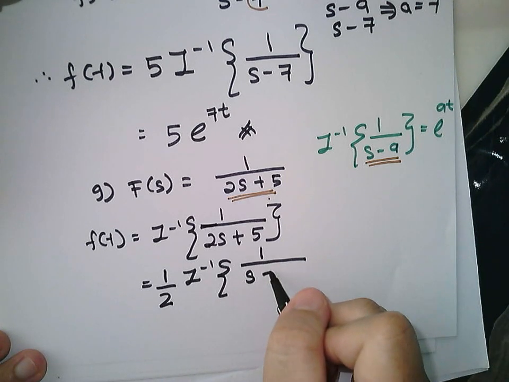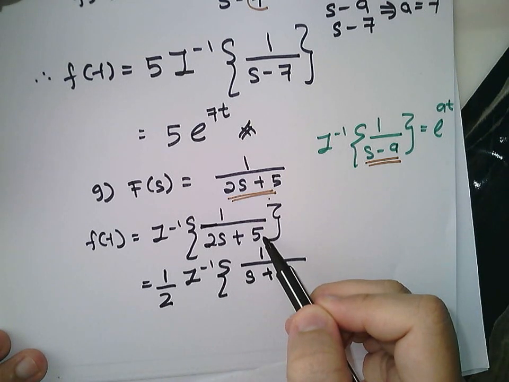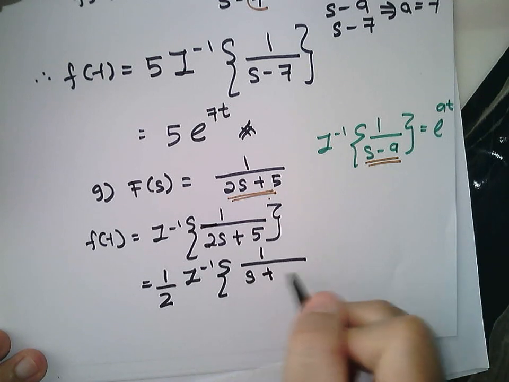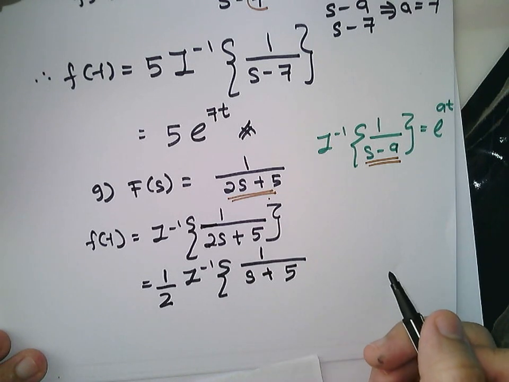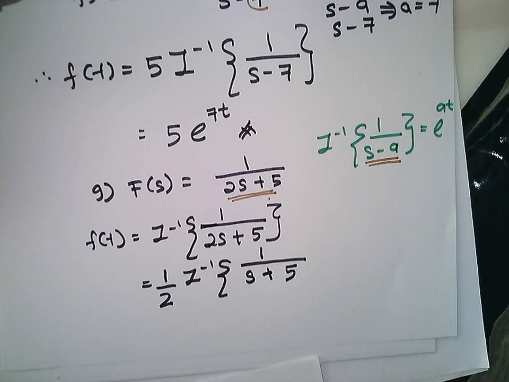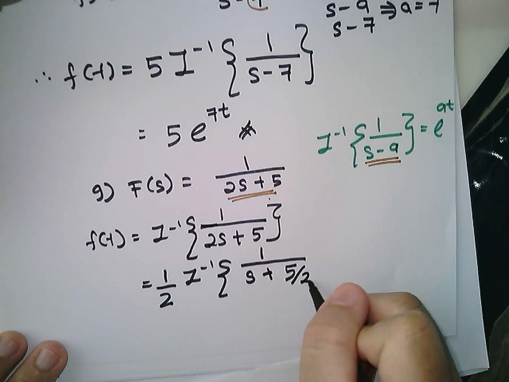But what will happen to this value? If you write s plus 5, this is wrong. Why? Because if you multiply 2 by s, you will have 2s, and 2 times 5 is equal to 10, not 5. So you already changed the problem. If you factorize 2 here, then it should be 5 over 2.